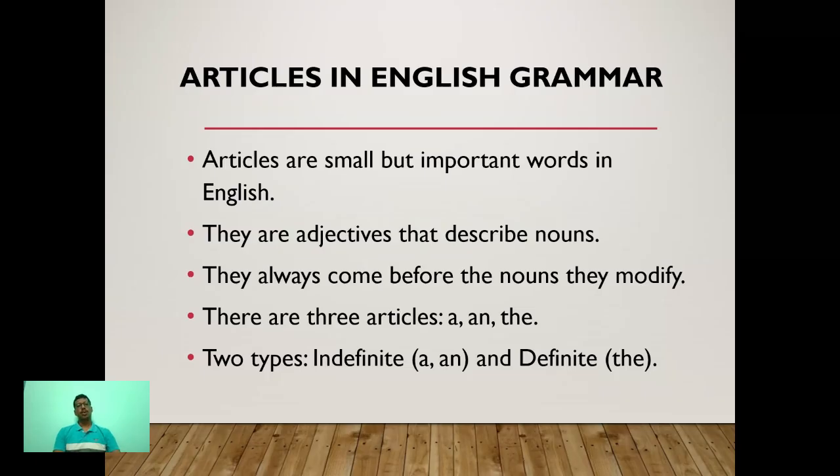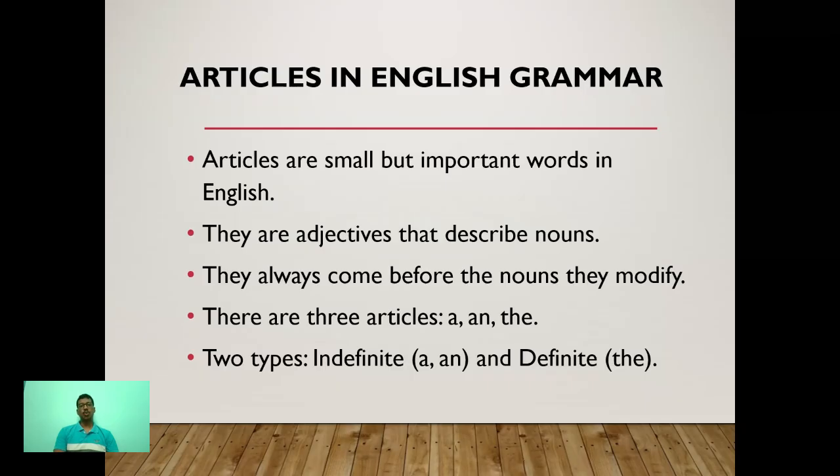These articles are adjectives because they describe the noun. A word that describes a noun, we call it an adjective. So the articles are also called adjectives. They always come before the noun and they modify it, which means they speak about that particular noun. So we call these articles adjectives. Please remember that the articles are usually placed in front of the nouns.